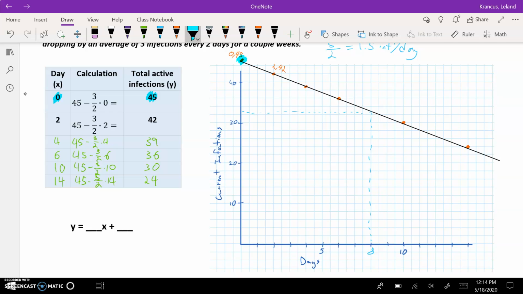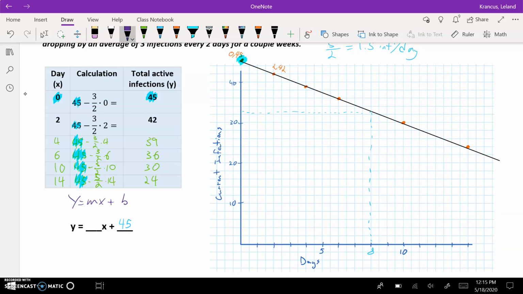And it shows up in my equation as this number that's a constant. It doesn't change. It's not multiplied by anything. No matter how many days down the road I go following this pattern, it started at 45. So I have 45 for my y-intercept. And in slope-intercept form, it's also called the b value. So b in this case would be 45.